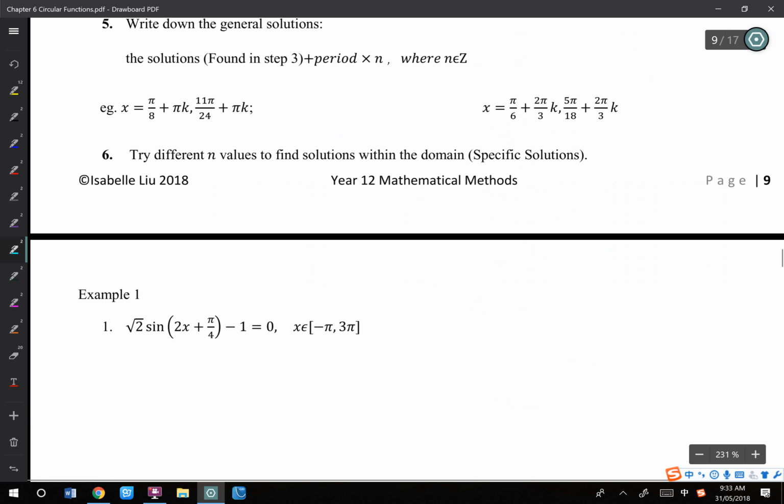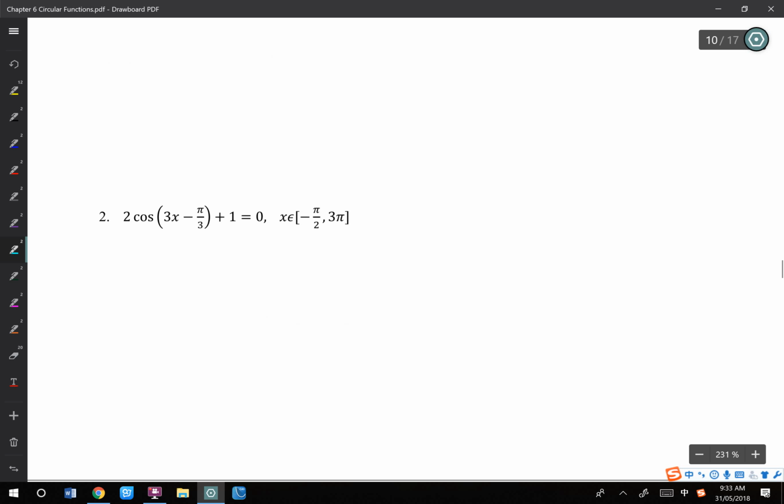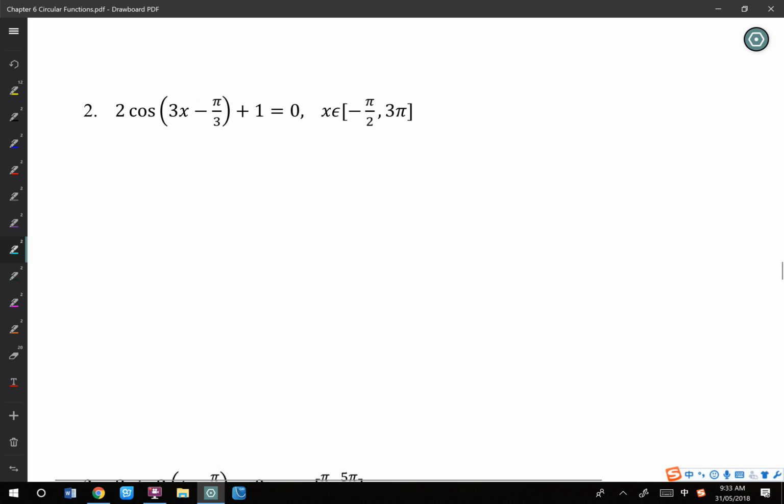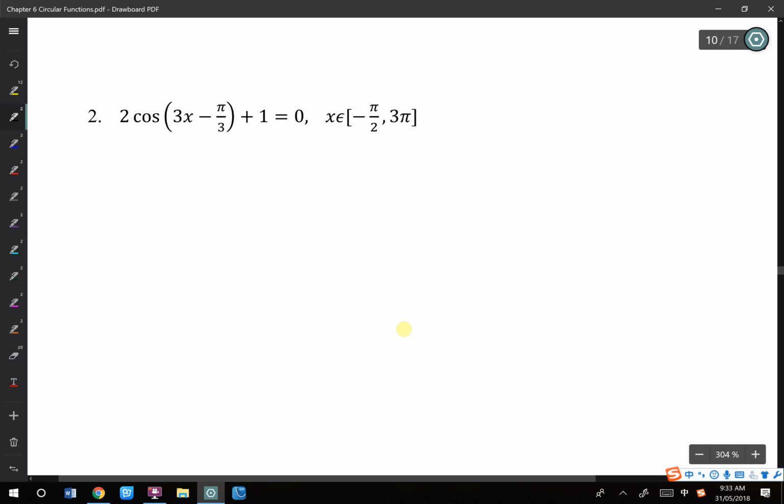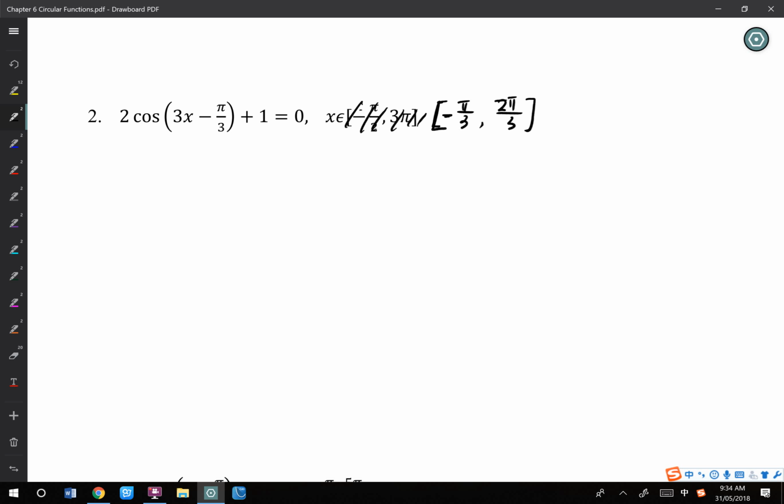Then let's move to the next page. Let's solve for this cosine one. Let's change the period, change the domain. The domain is not good. Change the domain to minus pi on 3 to 2 pi on 3. The domain is a little bit too large, waste of time. I just want to show you the method.